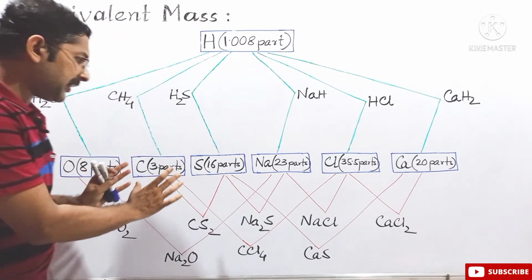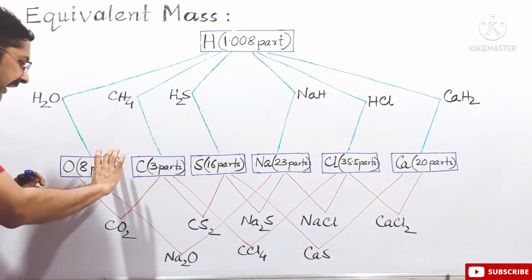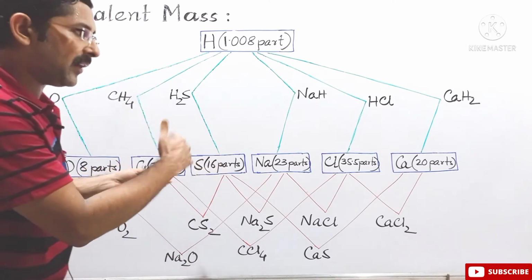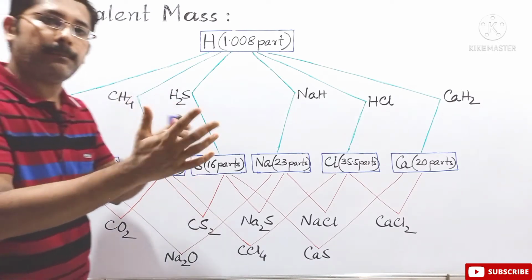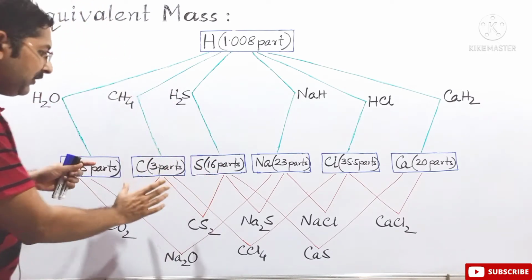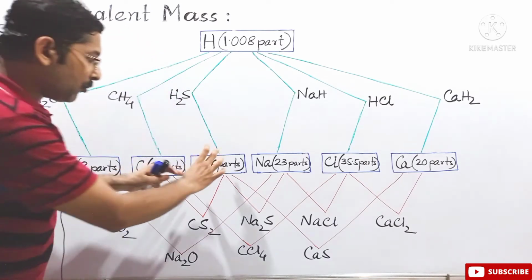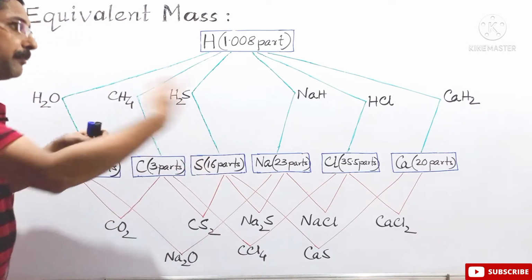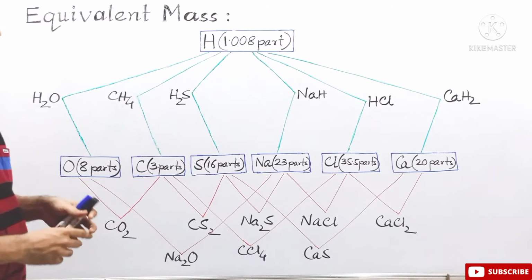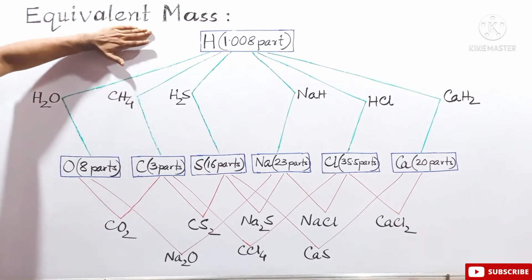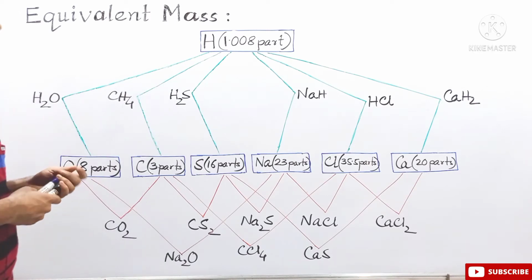Equivalent mass is a particular mass of an element or a compound when any element combines with other elements or displaces another element from its compounds. They combine in the ratio of their equivalent masses. Or, the equivalent mass of an element displaces the equivalent mass of another element from its compounds. So this is the fundamental idea of equivalent mass, right?